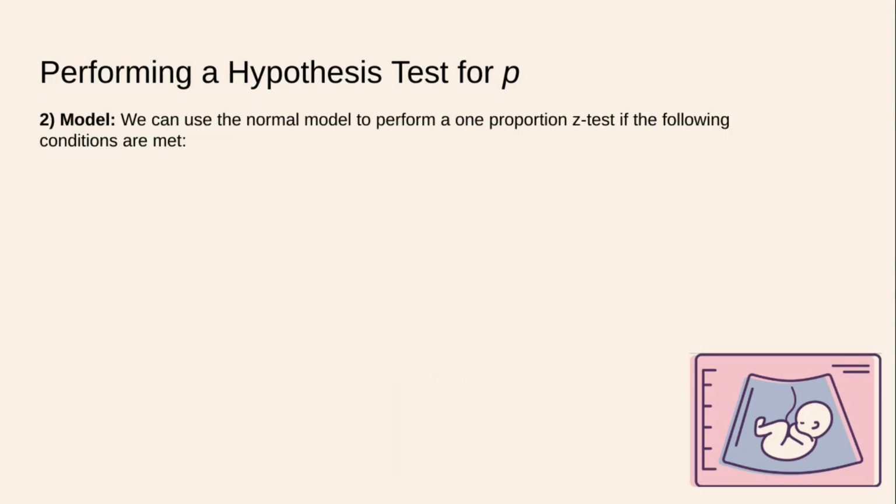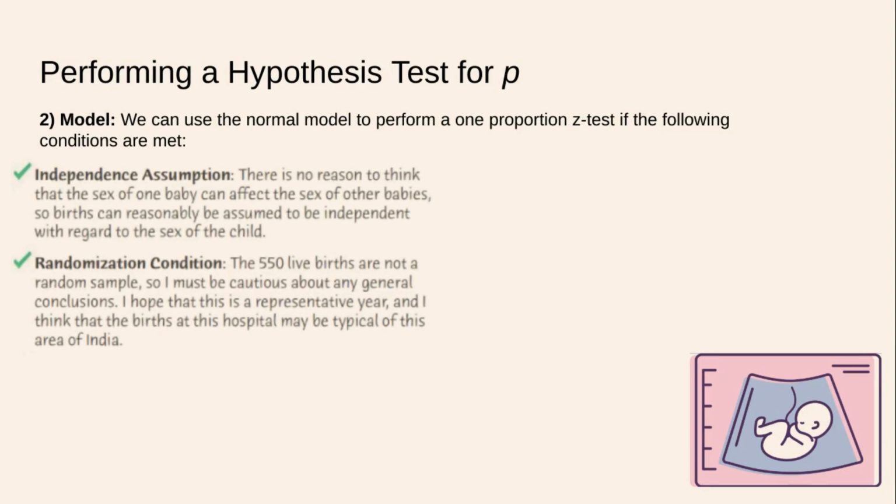All right, now we're going to proceed to the model. We can use a normal model to perform a one proportion z-test if the following conditions are met. So let's make sure we can use a z-test. Independence assumption. There is no reason to think that the sex of one baby can affect the sex of other babies, so births can reasonably be assumed to be independent with regard to the sex of the child.